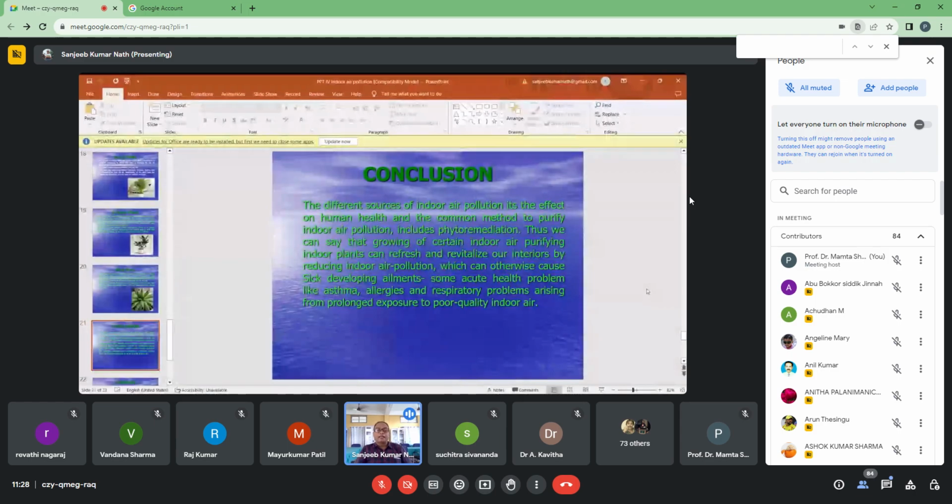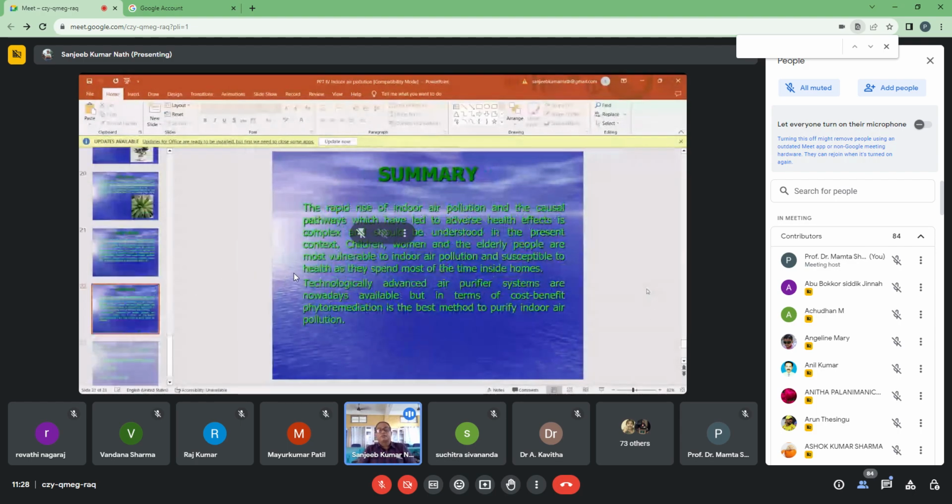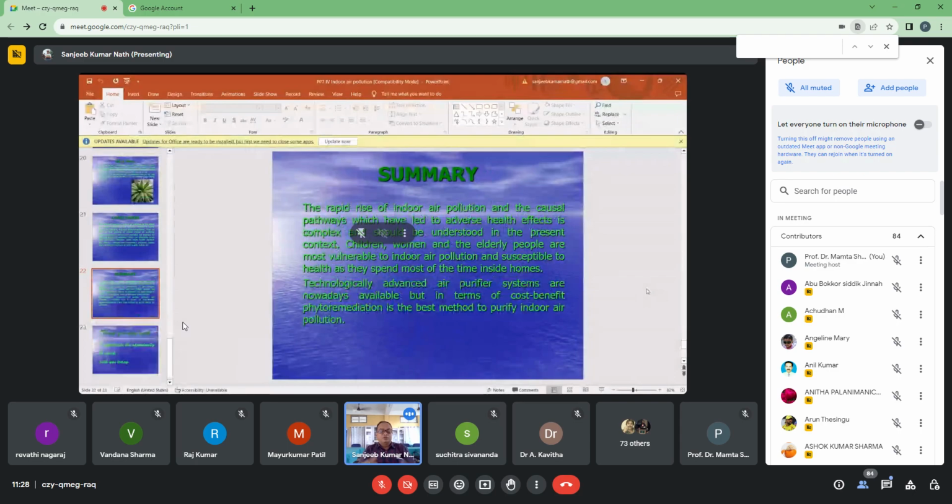Some acute health problems may arise, including asthma, allergies, and respiratory problems arising from prolonged exposure to poor quality indoor air. This is very common nowadays. So in order to eradicate it, there are many other methods, but this is one of the methods that I have just discussed with you.